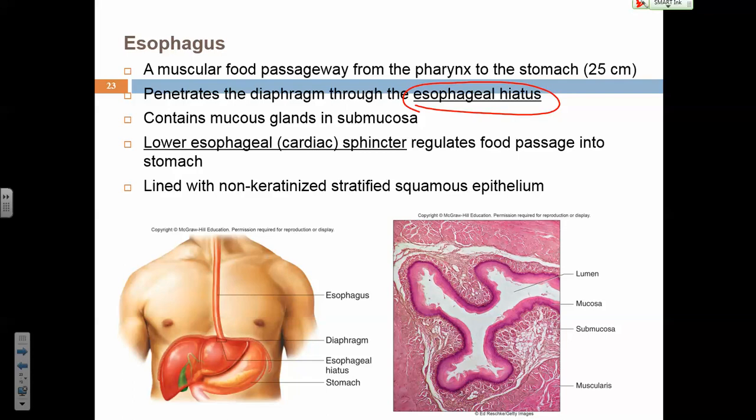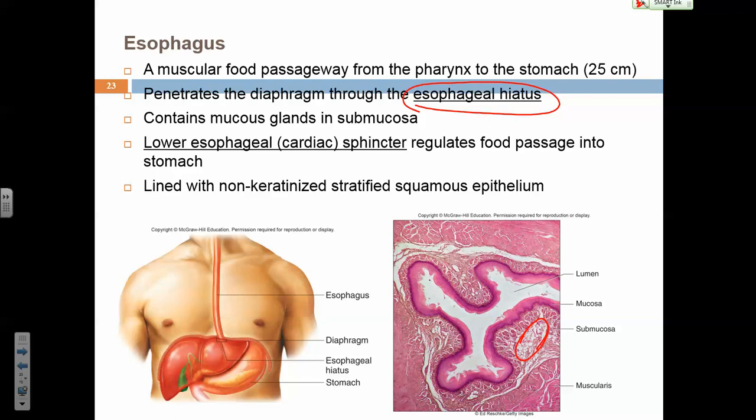In the submucosa, it has some mucus glands. So under the microscope, when you look at it, you'll see some mucus glands. You see them a little bit. It's not really obvious here, but there they are. But when we look at our microscope slides in lab, you'll see those easily.